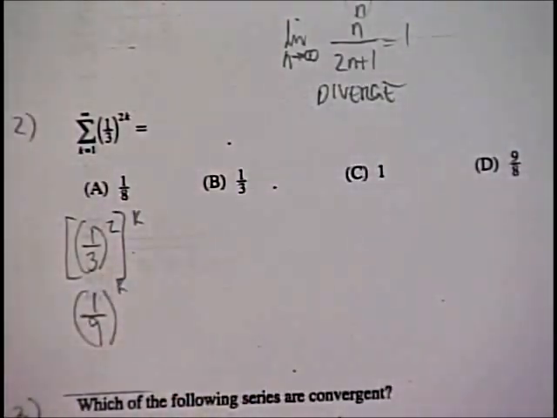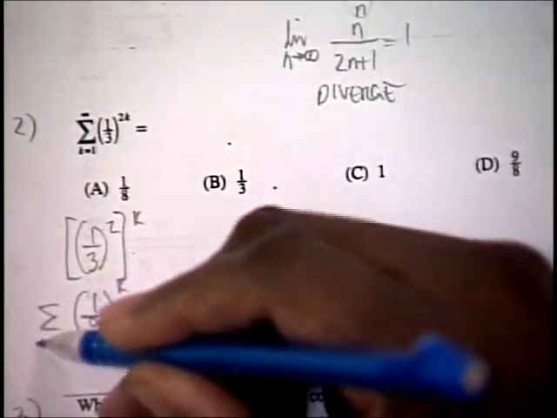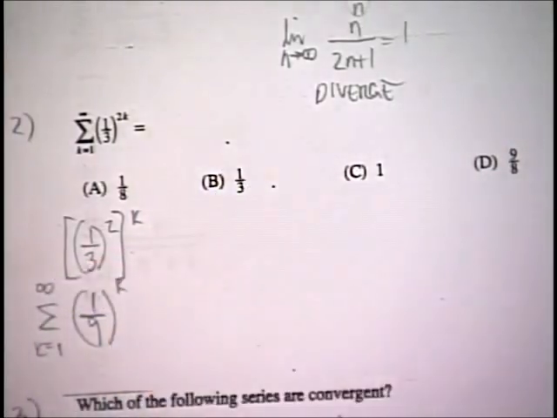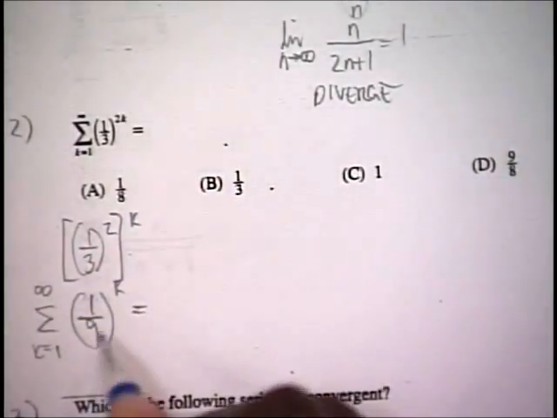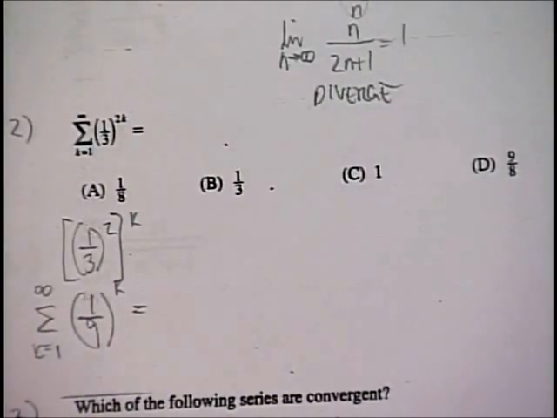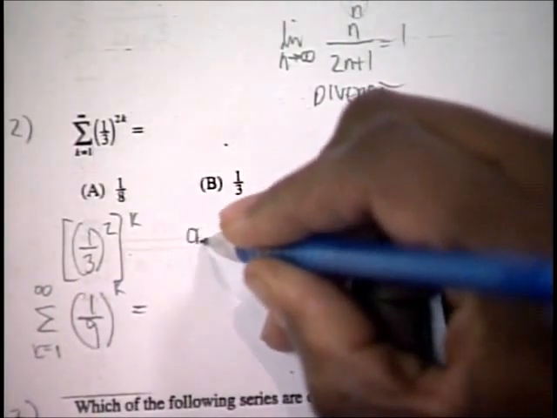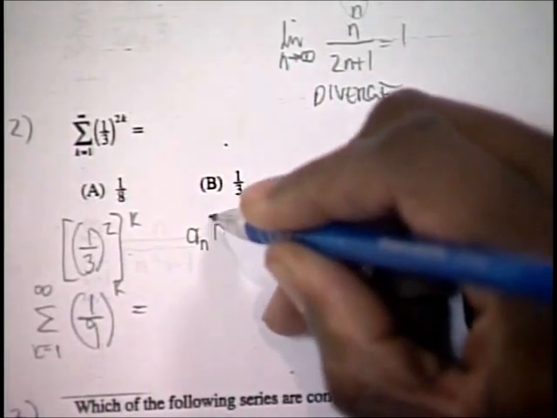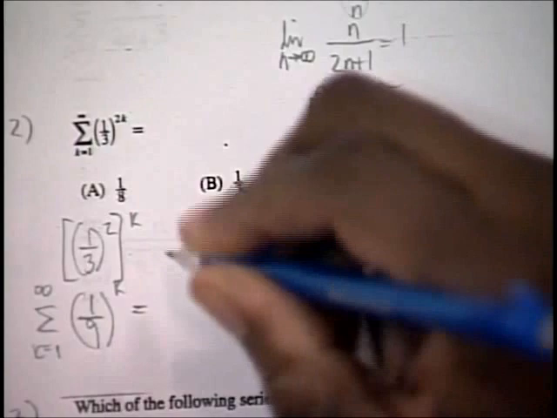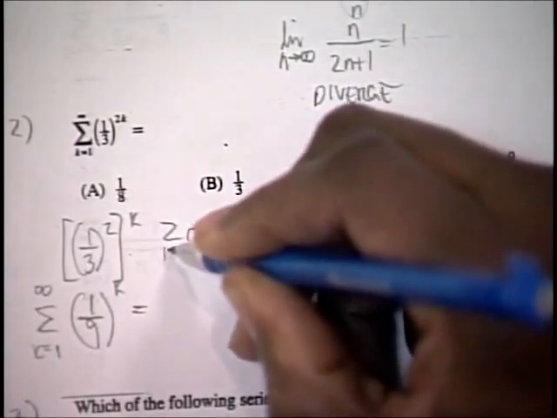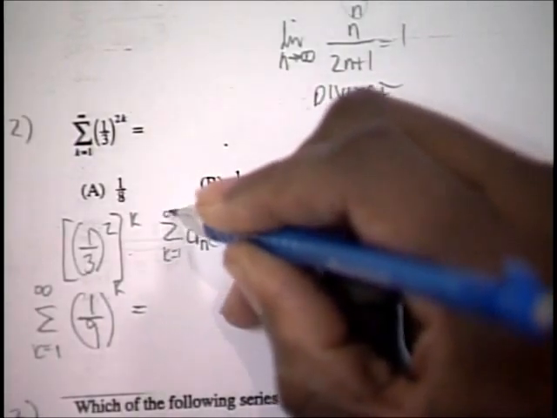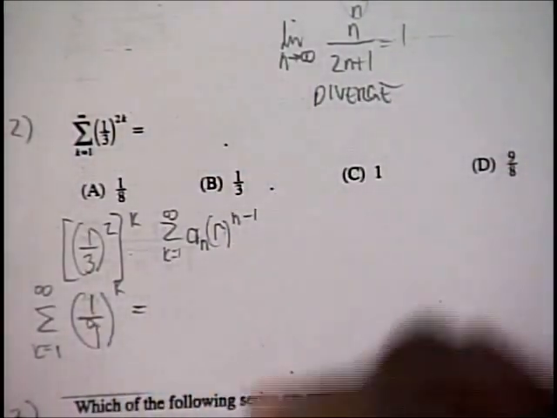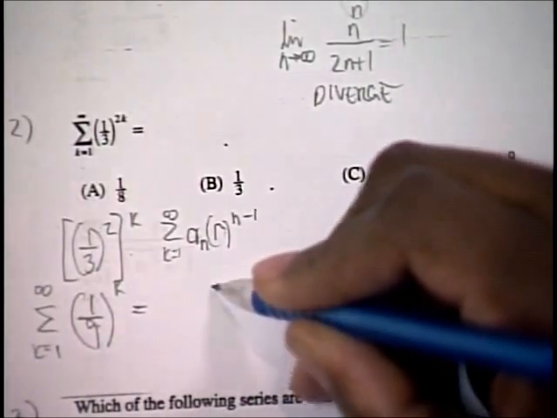K is 1 to infinity. The way I teach my students is I ask them to put this in the form of a geometric series, which is a to the n times r to the n minus 1. This is the standard form of a geometric series, k equal to 1 to infinity. So I ask them to make this look like that. If you do that, you end up with 1/9 to the k minus 1 power.